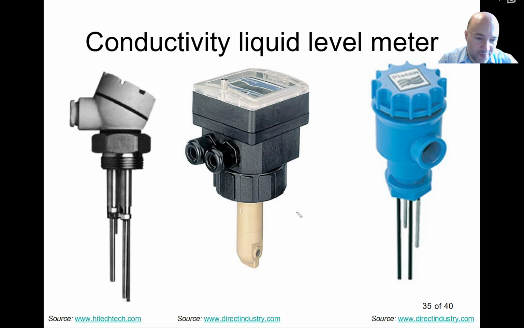A few more examples of how that may look. It may have a different number of electrodes. Here we can see 1, 2, 3, 4 electrodes, I believe. Here again we have 4 electrodes, and here I don't know, it's hidden in this ceramic cover, but probably 2 or 3 electrodes will be there as well.